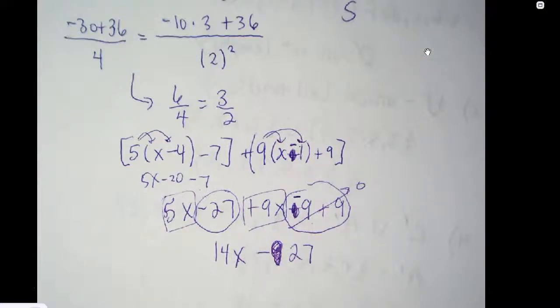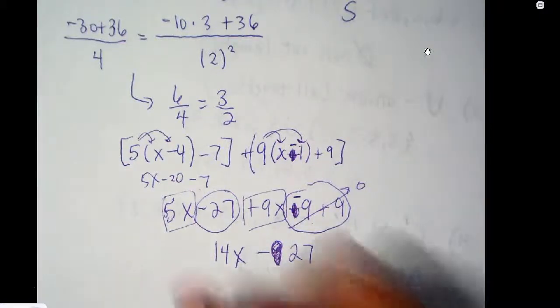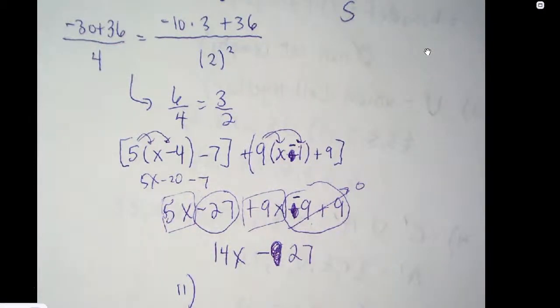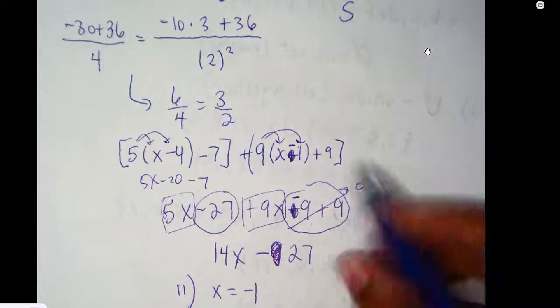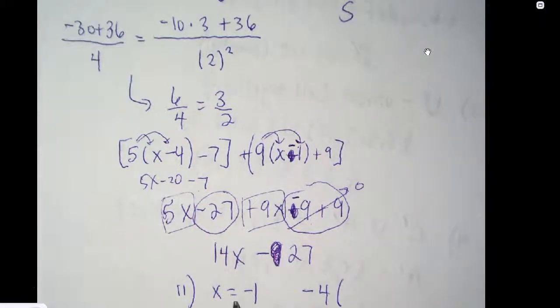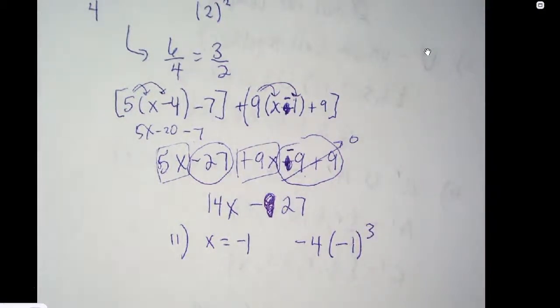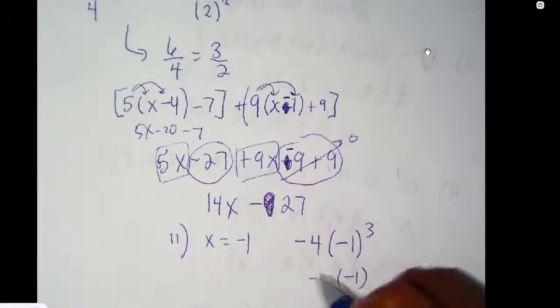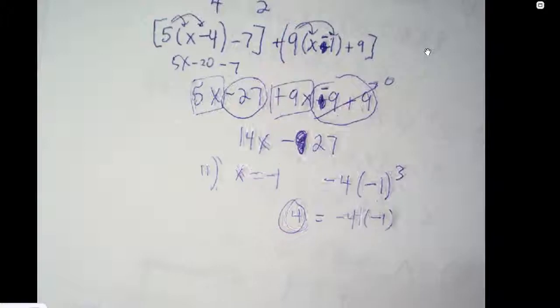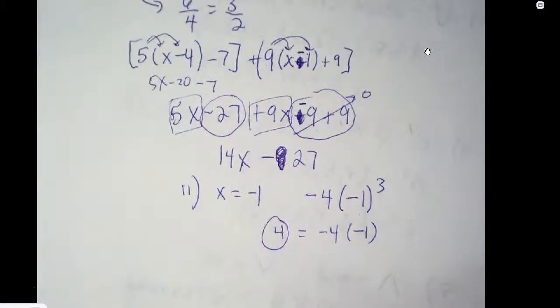Number 11. They told us that x is equal to negative 1. So negative 4. I'm substituting in negative 1 into the parentheses here, and then cube it. Remember, a negative 1 raised to an odd power stays negative. So the answer to this was positive 4 for number 11. Sorry about that. The answer is positive 4.